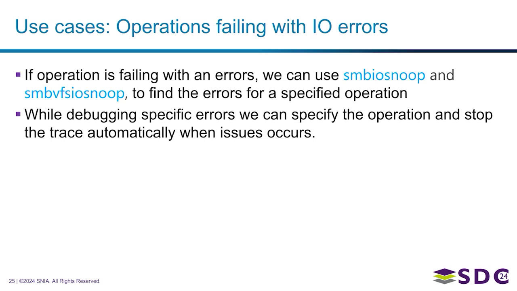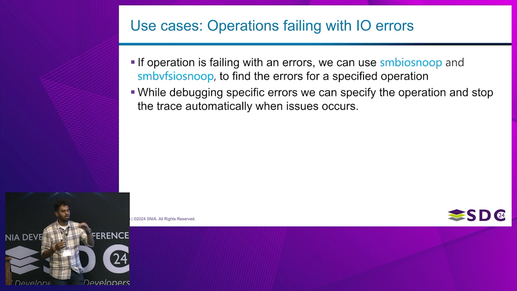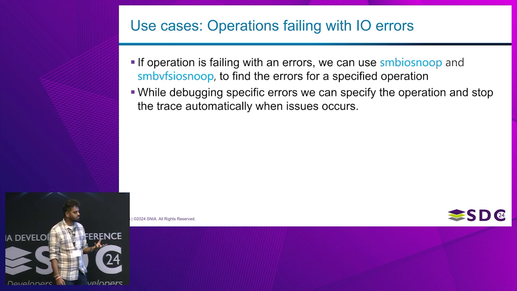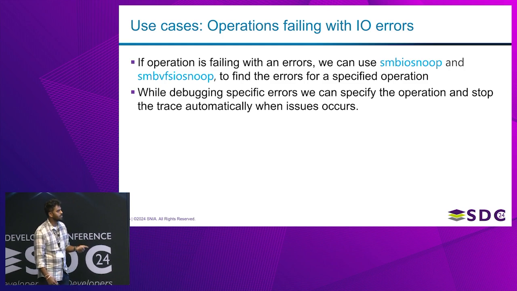So why and how this SMB IO snoop and SMB VFS snoop is useful is that the always on diagnostics will keep looking for anomalies or the errors which are originating either at the SMB layer or at the VFS layer. Whenever it observes a specific error, then we can actually stop all the capturing and get a bunch of files which we can analyze later.